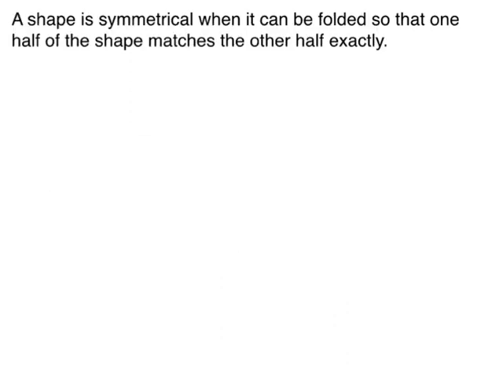Symmetry is another attribute that we can use to describe quadrilaterals. A shape is said to be symmetrical when it is folded so that one half of the shape matches the other half exactly. So please write down the definition of symmetrical shapes in your own words in your notebook right now, and unpause the video when you are done.